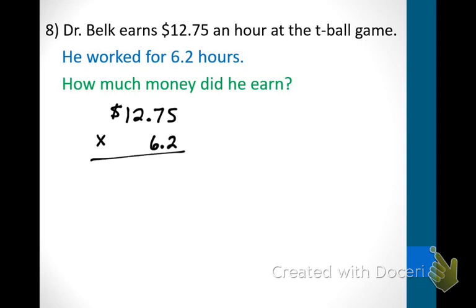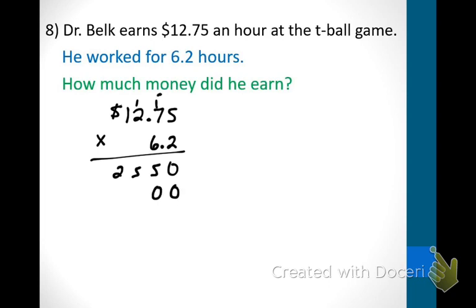Do it with me. 5 times 2? 10. 7 times 2? 14. Plus 1. 15. 2 times 2? 4. Plus 1. 5. 1 times 2. 2. Okay. Now don't forget to put your 0. Your 0 is a placeholder. 5 times 6? 30.